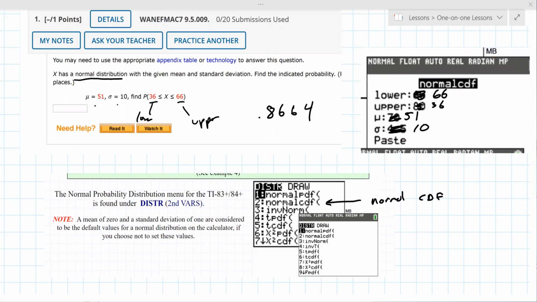Let's see if we can find another one like that. I'm trying to find one like this, but the rest use what are called standardized scores. We'll do number 4 next, and we'll come back to the other ones.